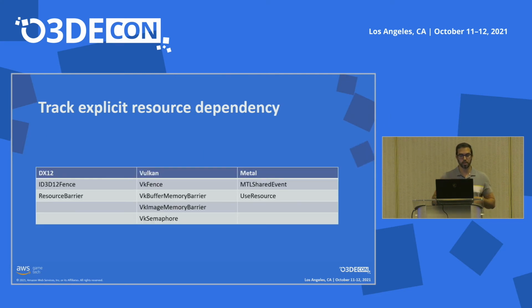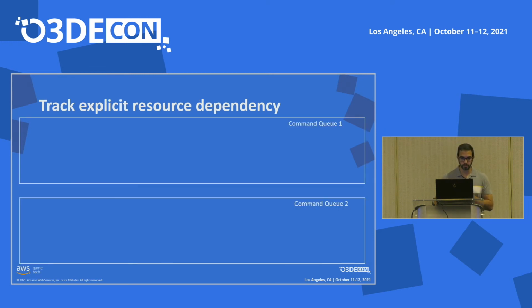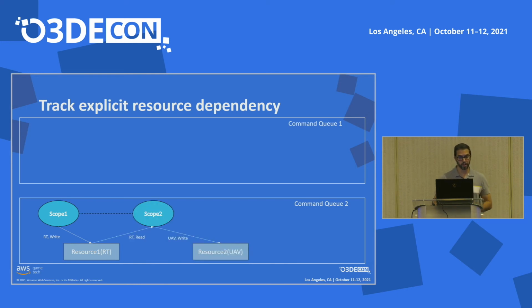Thankfully, the backends that we have actually support this. DX12 has fences and resource barriers. Vulkan has Vulkan fences, memory barriers, and semaphores. And Metal has MTL shared event and use resource, which allows us to transition resources. So how do we track explicit resources? Imagine you have a scope that writes to a render target. Its usage is a render target and you're writing to it. Another scope reads from the render target.